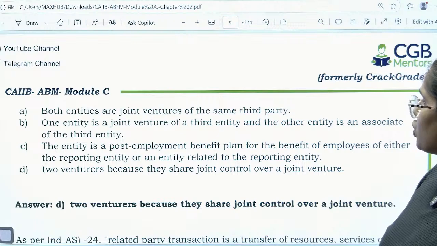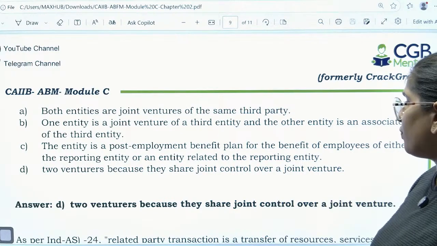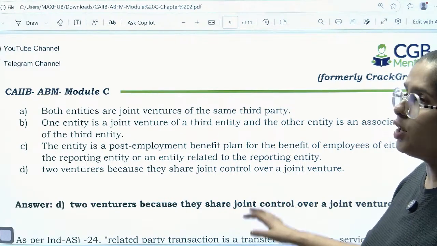Two ventures, because they share joint control over a joint venture. See, what happens is, why the option is D?